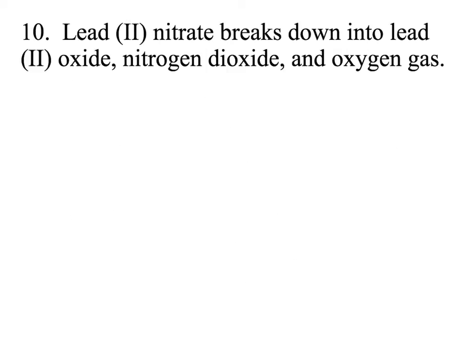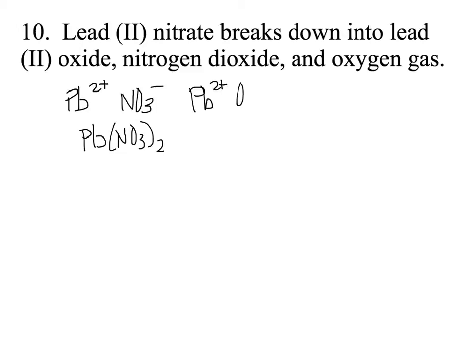All right, we made it. So let's just look at a couple of formulas here real quick. Lead 2 nitrate, as you guys recall, that simply means lead has a 2 plus charge. Nitrate is NO3, it's always 1 minus. So lead 2 nitrate should be Pb(NO3)2. Lead 2 oxide, this is just telling me lead is 2 plus, oxygen is 2 minus, so that should be PbO. Nitrogen dioxide should be NO2, and then oxygen gas is O2.